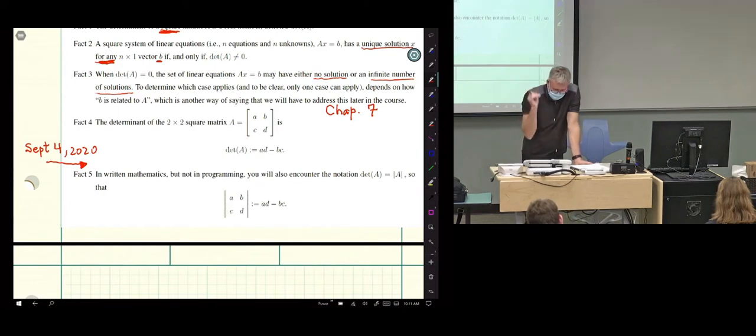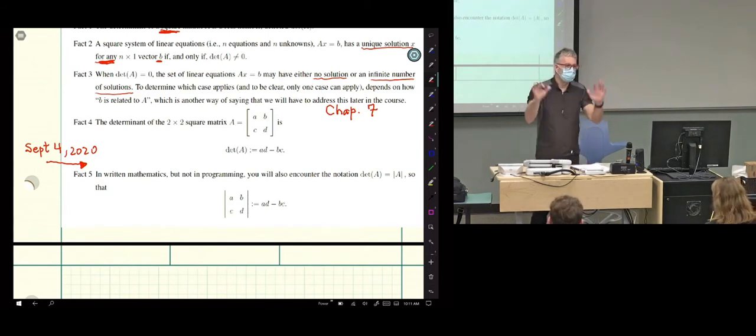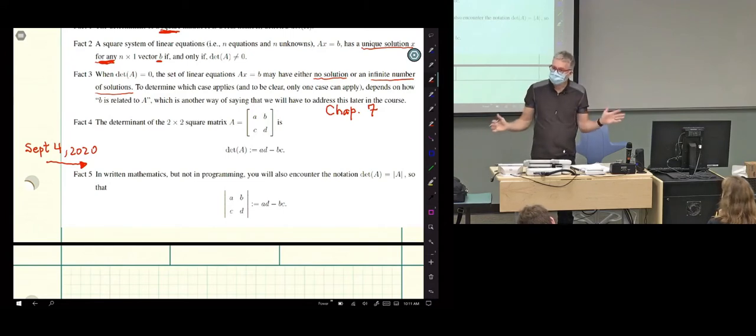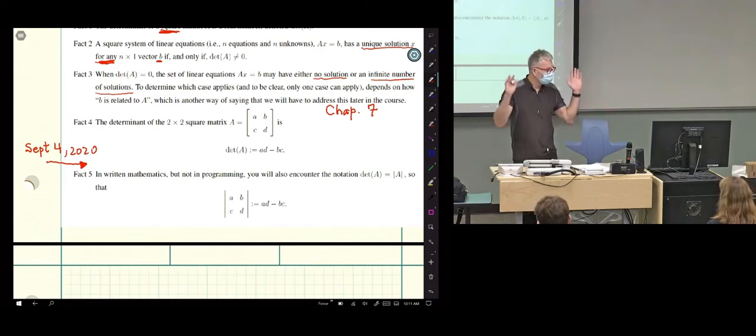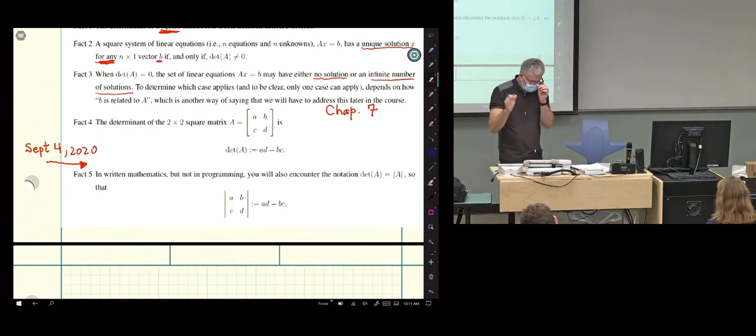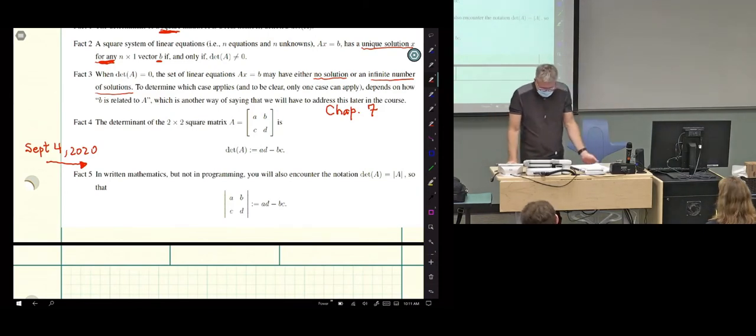The unfortunate fact is, once you know that there could be either no solution or an infinite number of solutions, determining which of those cases applies when you have a 30 by 30 system of equations is hard, but we will treat that in chapter 7. We're going to say it's not that important for the moment, because it really isn't all that important for the moment, and we will treat that in detail a little bit later.